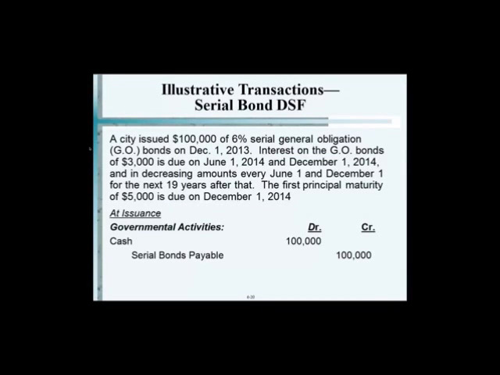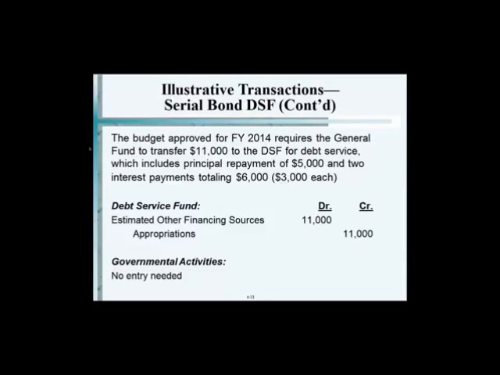they're using a budget here. Whenever you see the word estimated and appropriation, those are what are called budgetary accounts. Do you record budgetary accounts? No. In governmental activities, none. Why is it 11? It's 6,000 of interest payment and 5,000 of principal. Yeah.